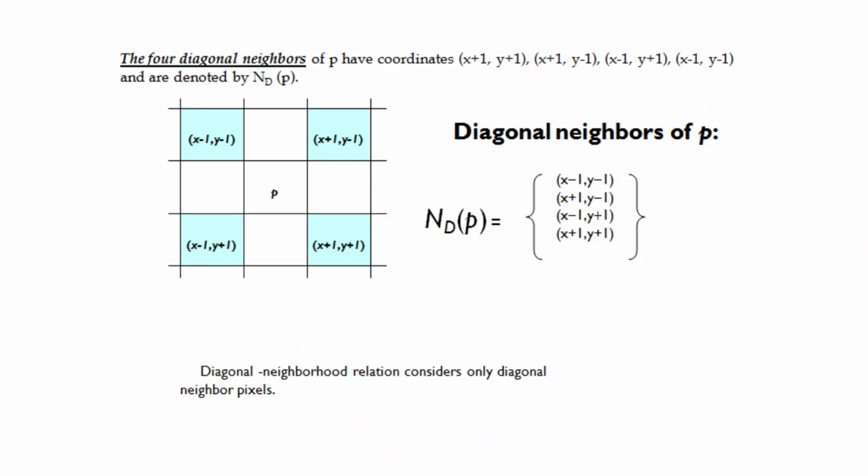Now let us see the 4 diagonal neighbors of P. They have the coordinates x plus 1, y plus 1; x plus 1, y minus 1; x minus 1, y plus 1; x minus 1, y minus 1, and these 4 pixels are given by ND of P. So the diagonal neighbors of P are denoted with ND of P, and these are the 4 pixels. Diagonal neighborhood relation considers only the diagonal neighbors for the given pixel P.